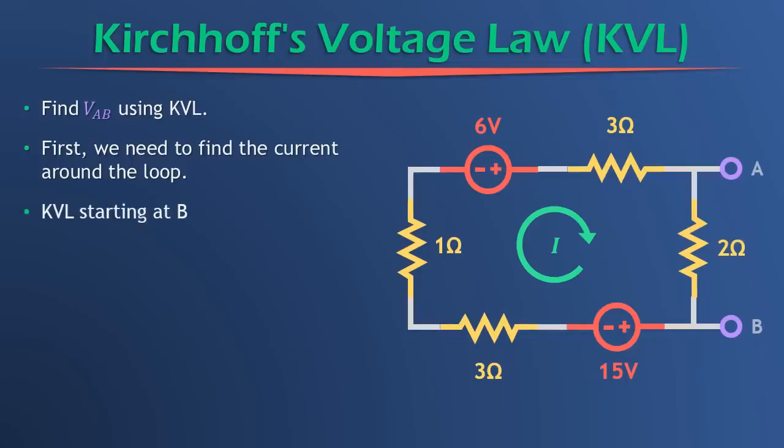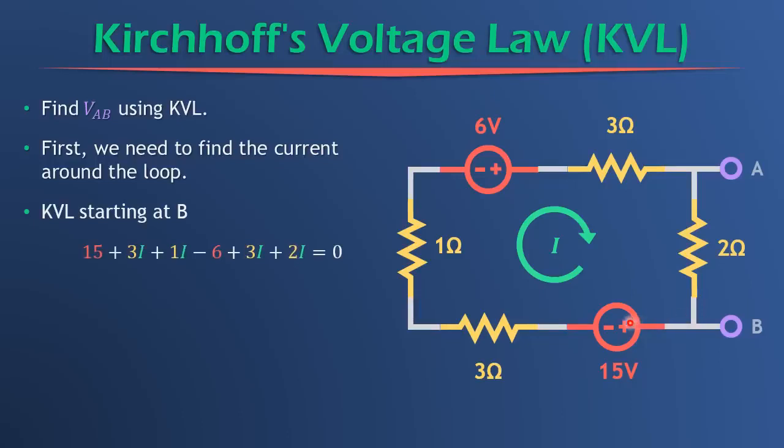So for this circuit, we're going to start at point B down here. And we're going to go through all the elements in the clockwise direction and add up all of their voltages until we get back to B. And here is what the KVL equation would look like, and we'll explain why. So we start at B and we go clockwise.